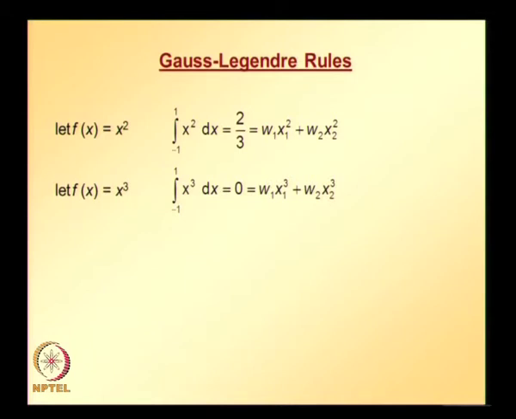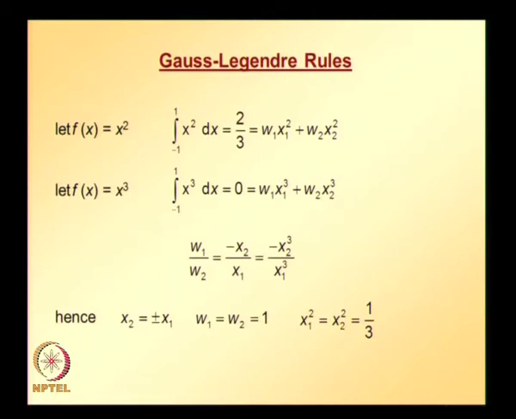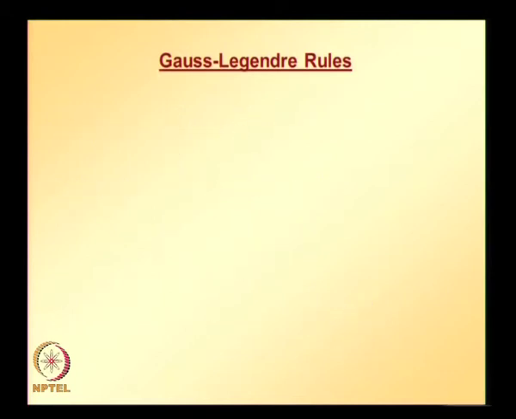So we got the 4 equations that we are actually looking for. We can solve these 4 equations for the 4 unknowns x1, x2, w1, w2, and the solution results in these equations. x2 is equal to minus x1, w1 is equal to w2 is equal to 1, and x1 square is equal to x2 square is equal to 1/3, and simplification of the previous equation results in this, and w1 is equal to 1, w2 is equal to 1.